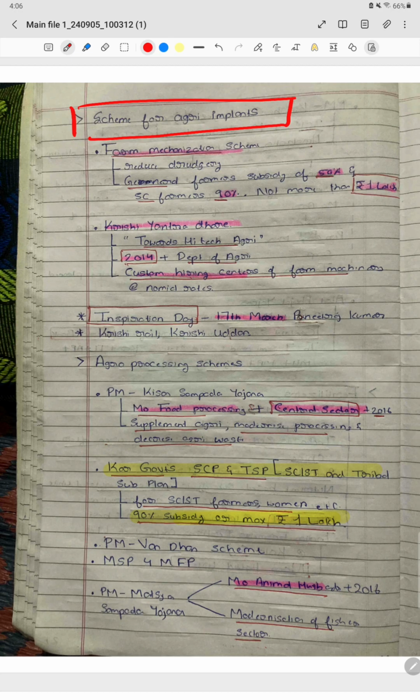So the first scheme is the farm mechanization scheme. From the name only it is clear, it is basically a subsidy specifically to buy farm machinery, means to buy mechanized equipment for our farm. They are going to give around 50% subsidy for the general category and 90% subsidy for SC farmers, and the subsidy cannot be greater than 1 lakh. They are generally giving this for those small tractors that are there, so for that, only 1 lakh rupees is subsidized.